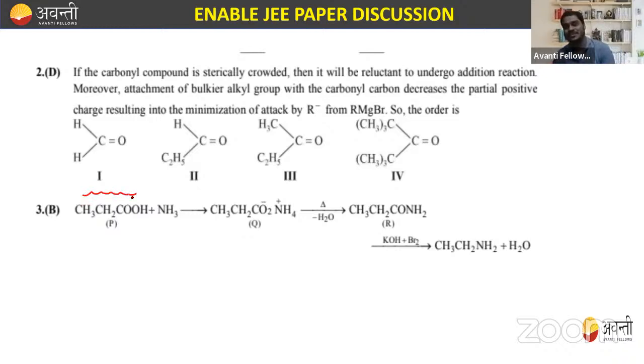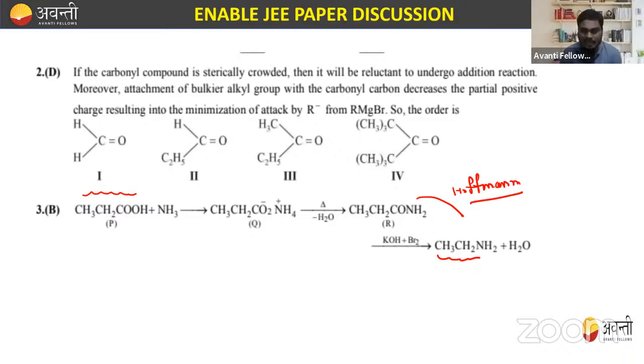If I'm talking about this, this is propanoic acid. Whenever propanoic acid reacts with ammonia, the formation of what takes place? The formation of amide takes place, right? When we heat this, and when the amide is treated with KOH and Br2, then the formation of amine takes place. And we all know this. Which reaction is this, beta? Hofmann's bromamide degradation reaction.